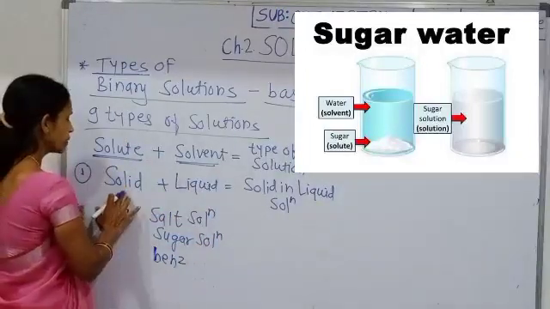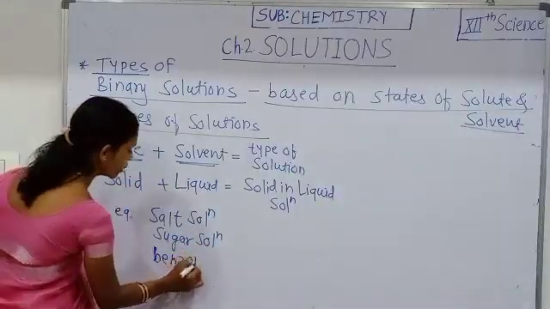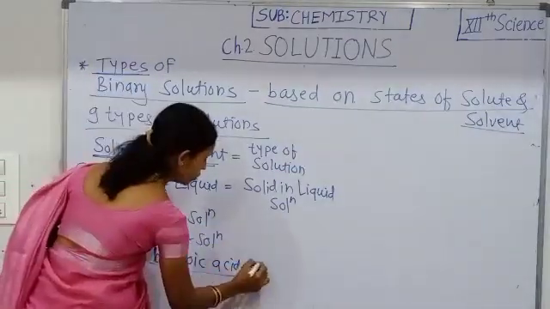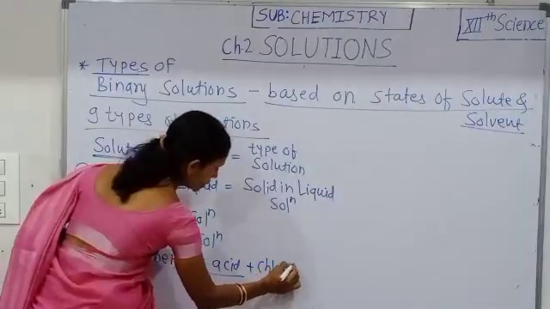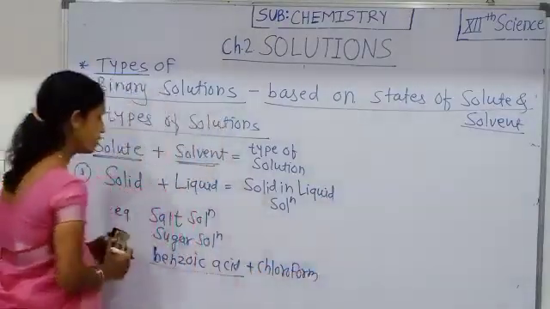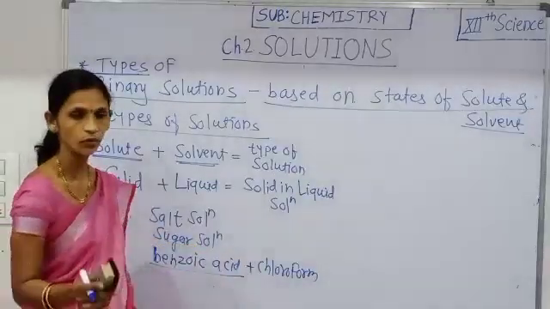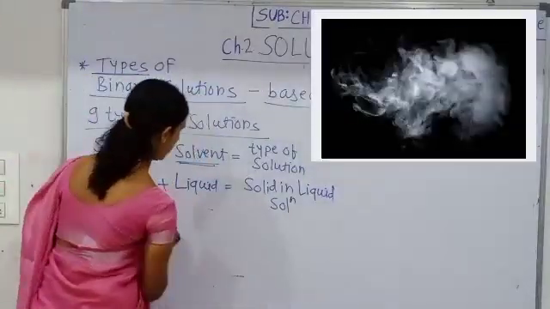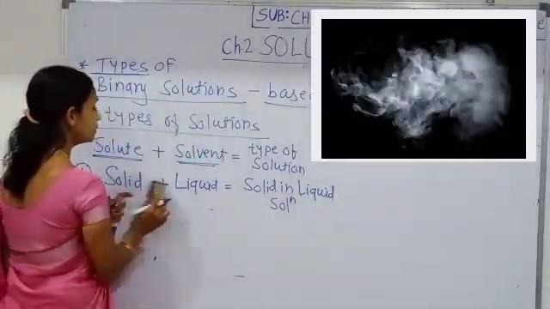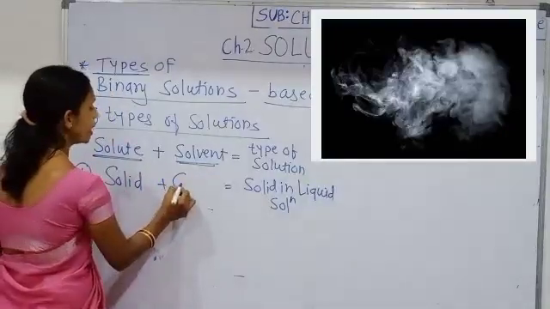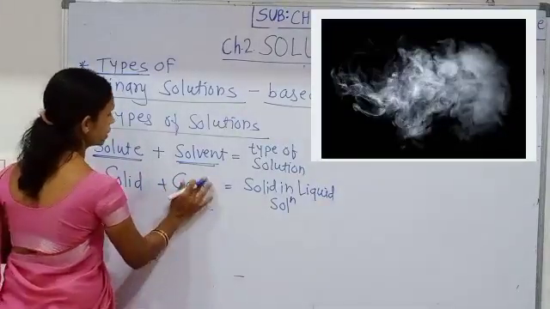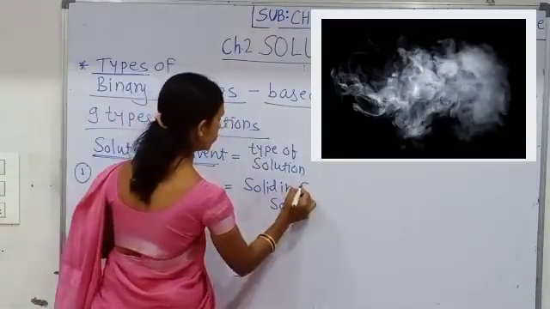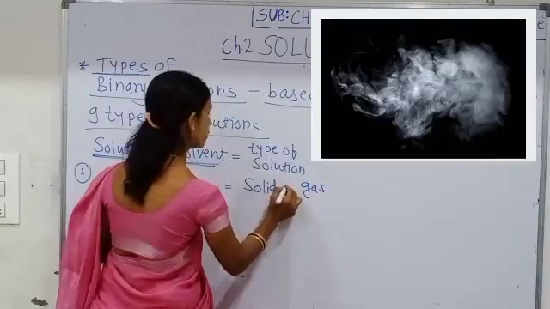Another example of solid in liquid type is benzoic acid, solid particles of benzoic acid dissolved in chloroform, whereas chloroform is a liquid. Therefore benzoic acid plus chloroform is an example of solid in liquid type of solution. As well, if a solid is dissolved in a gaseous substance, a gas, then we get solid in gas type of solution.